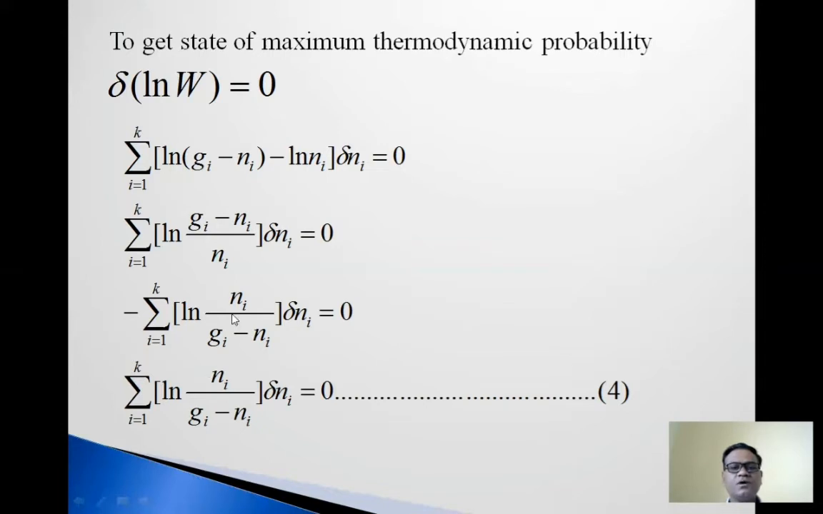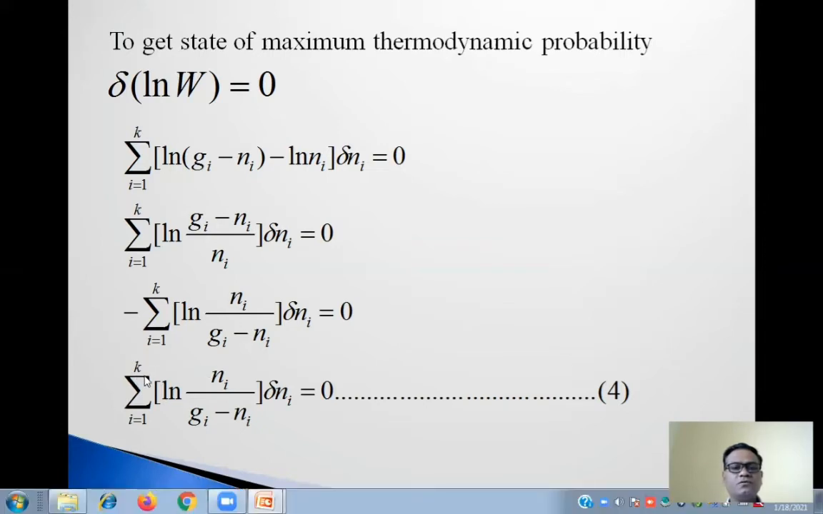So friends, we have inverted here. So it is equal to summation i is equal to k log of ni upon gi minus ni delta ni is equal to zero, equation 4.